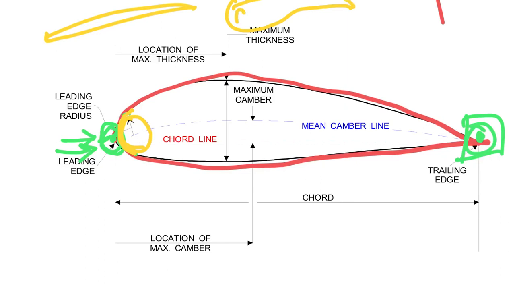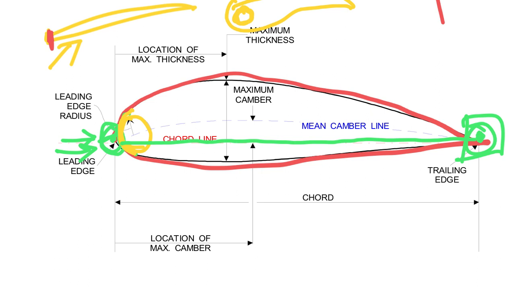Wider. So here the leading edge radius is more, here the leading edge radius is less. Okay, then we have the chord line. Chord line is very simple. Chord line is the direct, straight line that connects the leading edge and the trailing edge. So the line between the leading edge and trailing edge is called the chord line.